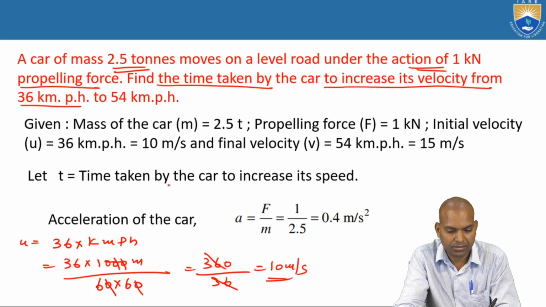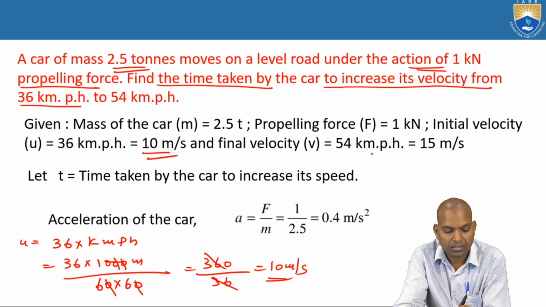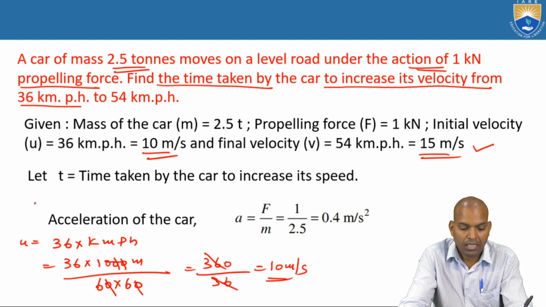And final velocity is 54 kmph. Again, how does it come? 54,000 by 3600, then 15 meter per second. Let t be the time taken by the car to increase its speed.